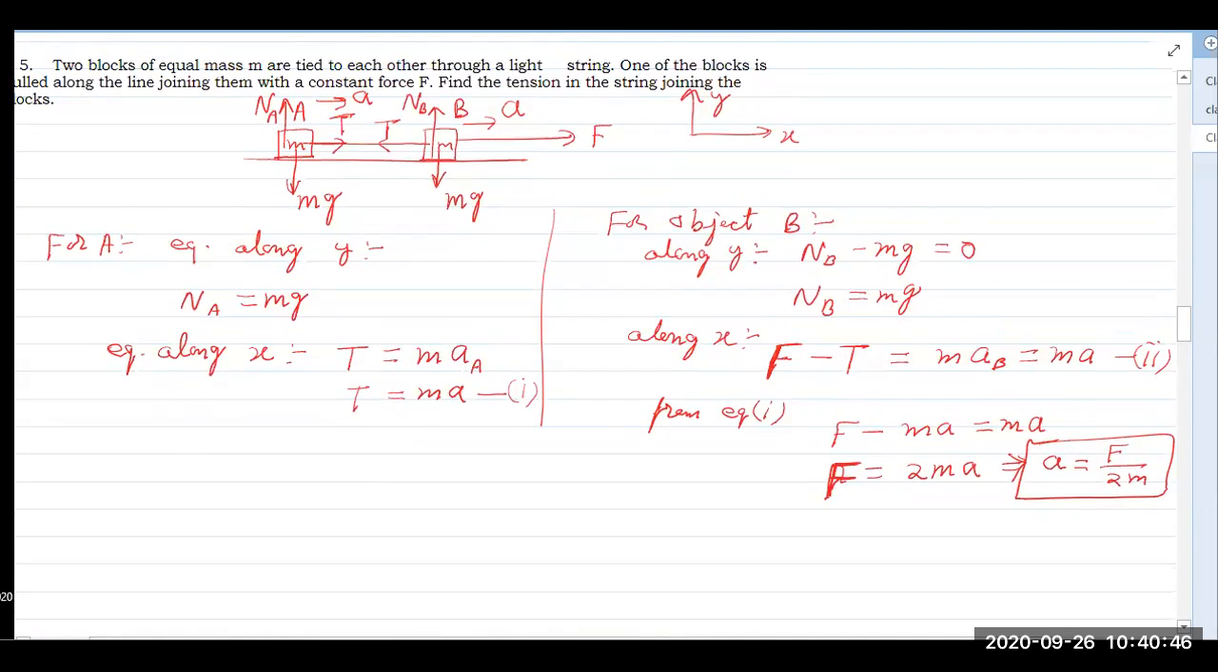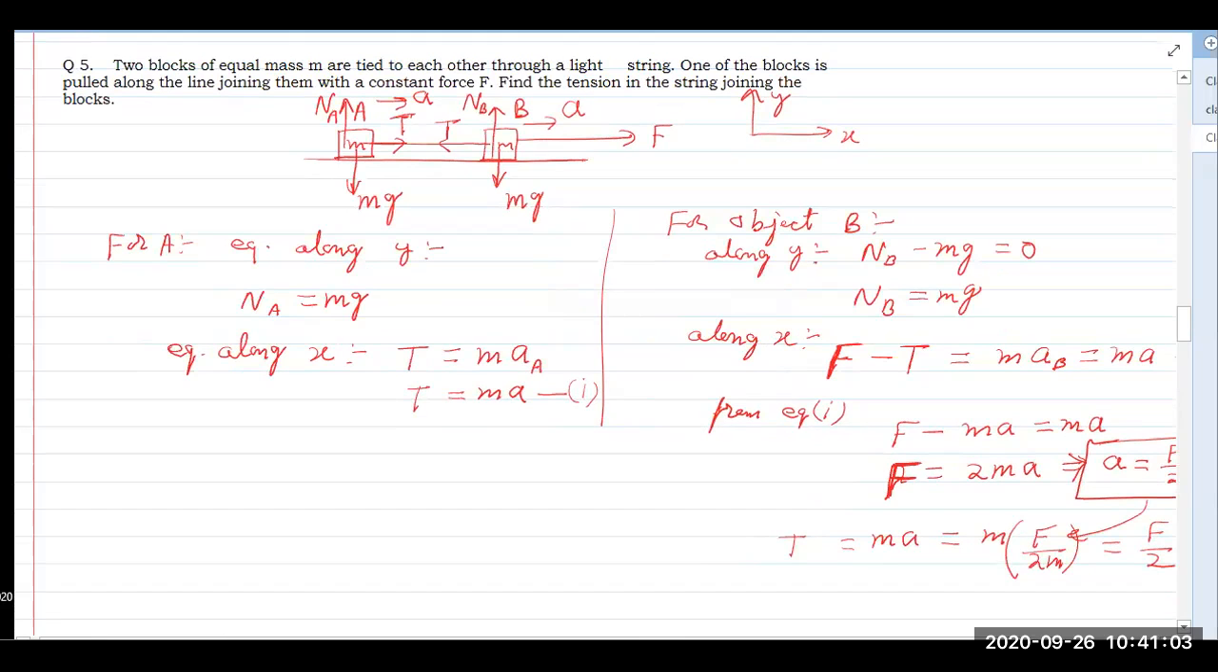Now what will be the tension? Tension is MA. So M, and in place of A we put this value, F by 2M. So how much are we getting? We are getting F by 2. So the tension between the two objects is F by 2.